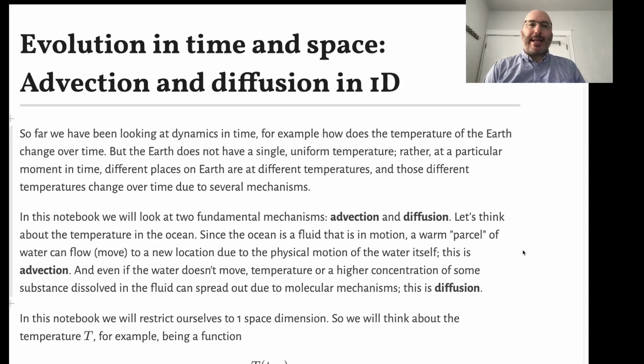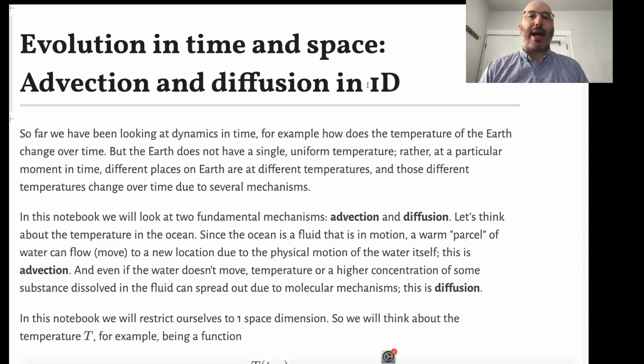Hi everybody. Today we're going to talk about evolution in time and space. Until now we've been studying models that evolve in time. We've treated the temperature of the Earth as a single variable that changes over time due to different physical effects. But now what we would like to do is realize that actually the temperature of the Earth is not a single number. The temperature depends on where you are in space, where you are on the surface of the Earth.